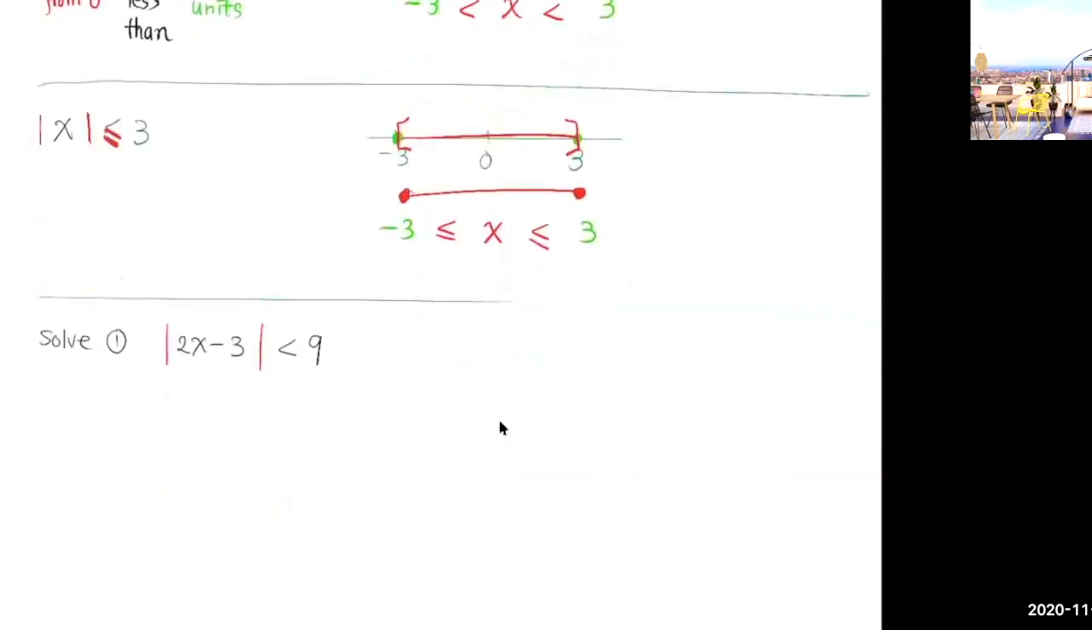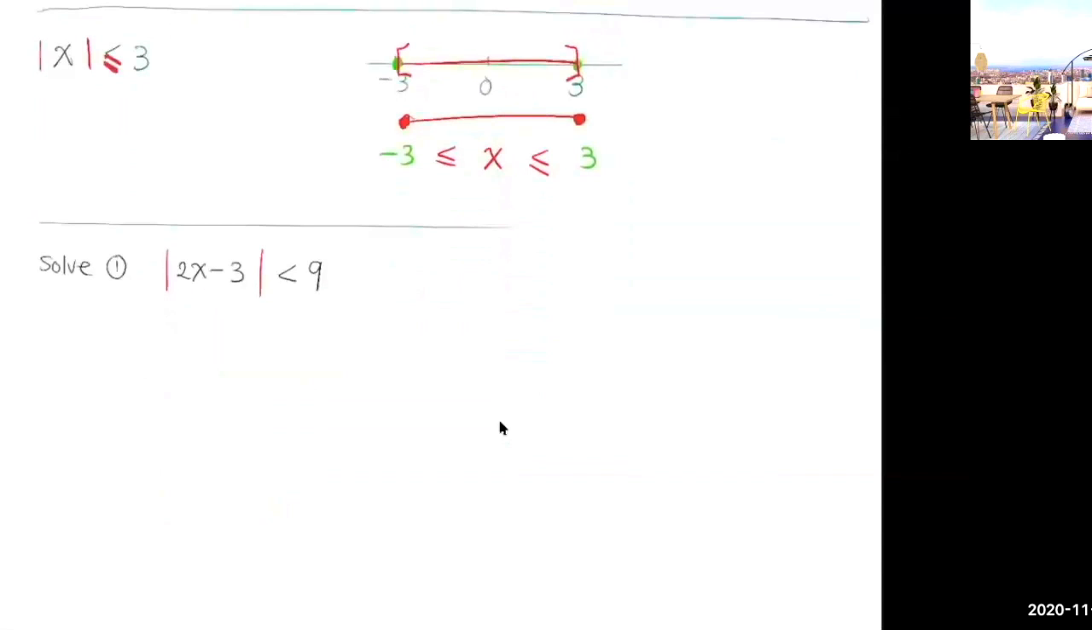Okay, now we're going to solve this absolute value inequality. So that is less than 9. Think about what the two numbers are. See the number 9 right here, and 0. So the two numbers you locate will be 9 and -9.